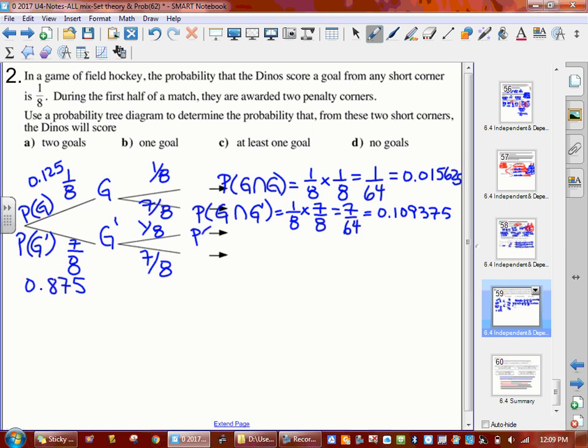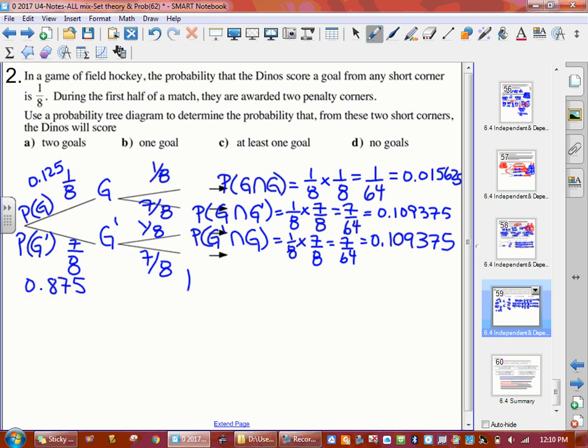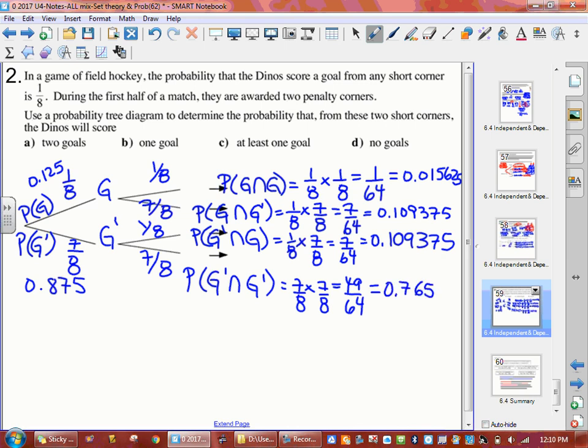And the same thing here, probability of no goal and a goal, same as above, 1/8 times 7/8 to give you 7 in 64, 0.109375. And probability of no goal and no goal. 7 over 8 times 7 over 8 is 49 in 64, which is 0.765625. So that's a lot of probabilities there.